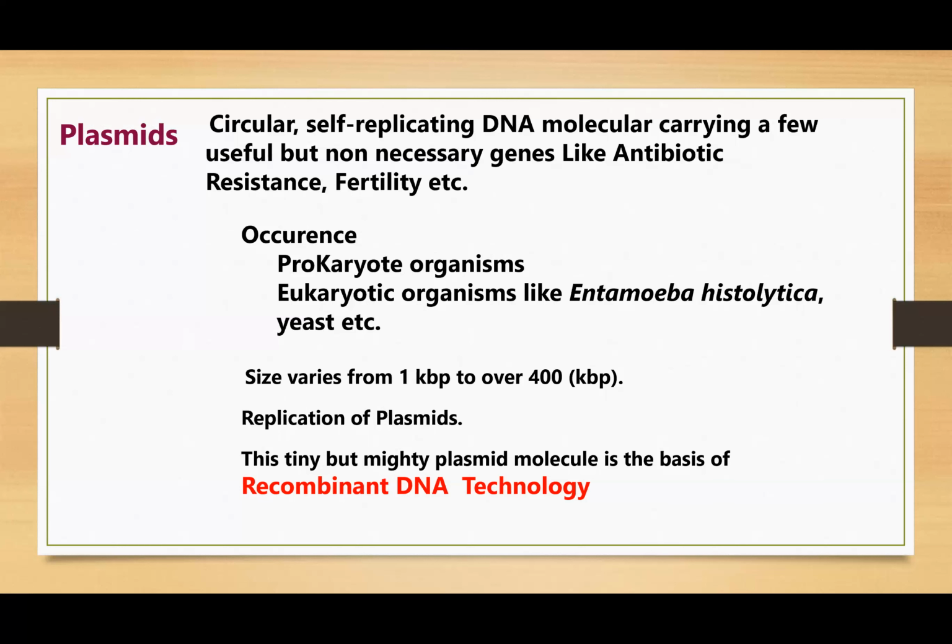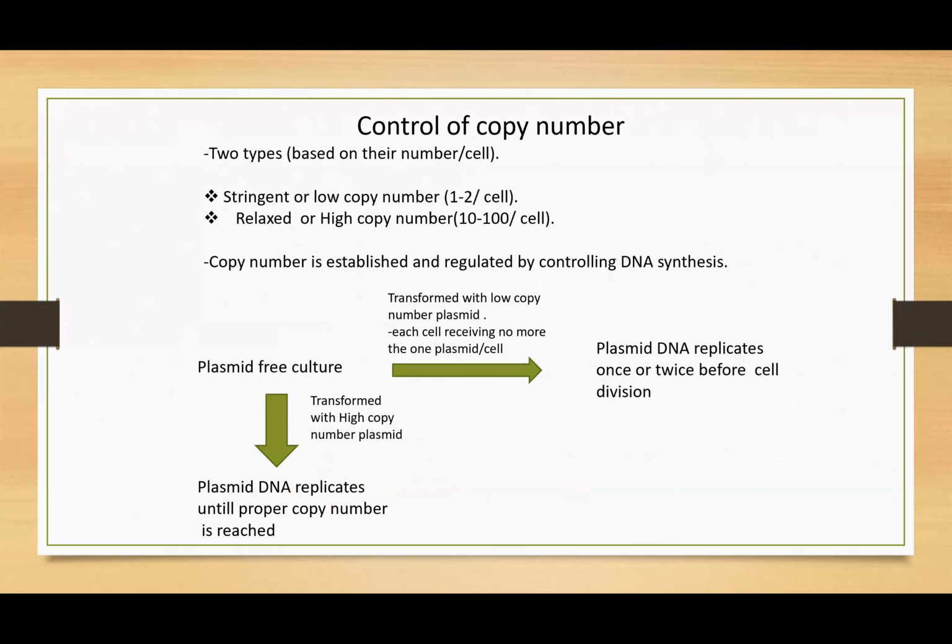Other than that, this structure, what we call plasmids, as you may recall, is the basis of modern day recombinant DNA technology. So, with this kind of background, let us now address the question of today, that is, how plasmids control their number or copy number in a bacterial cell.